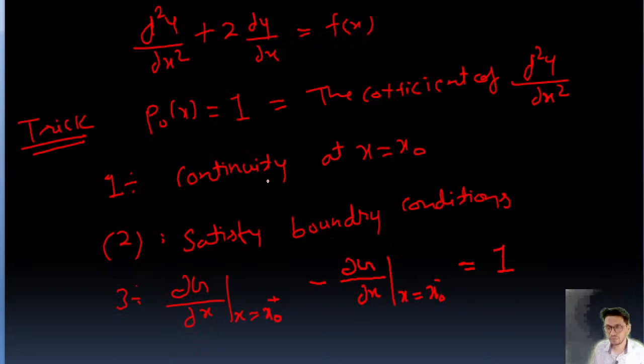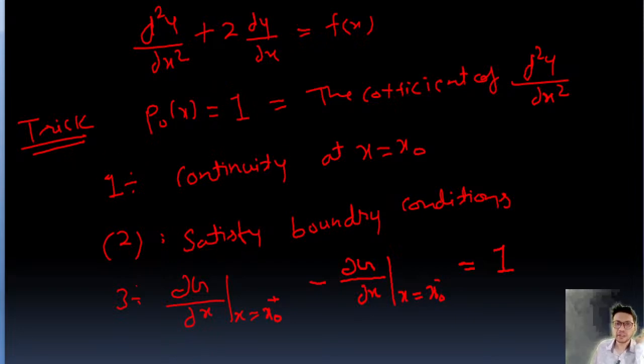If the function is continuous, satisfies the boundary conditions, and del g over del x at x equal to x naught plus minus del g over del x at x equal to x naught minus equals 1, then that function will be the Green function, and that will be the correct answer. So now we'll solve the question using these three conditions and we'll get the answer.